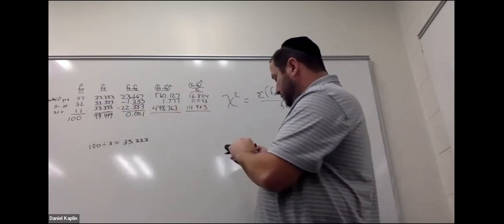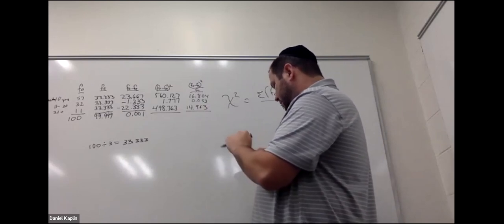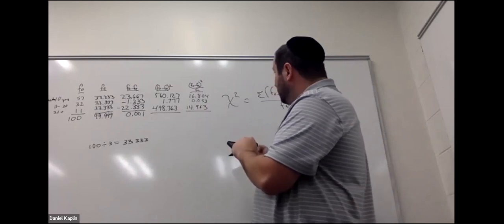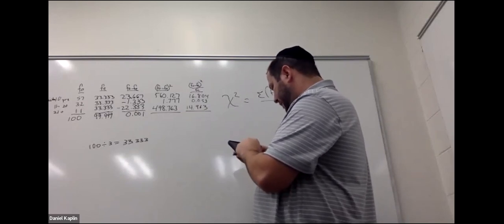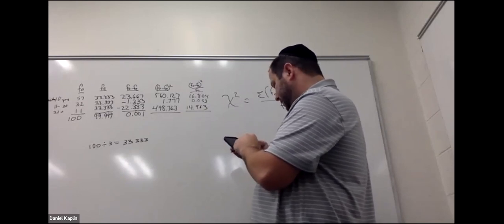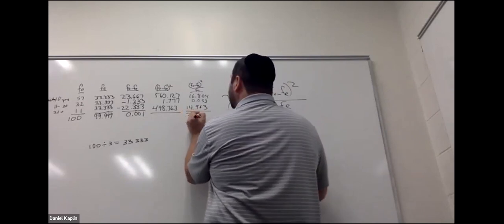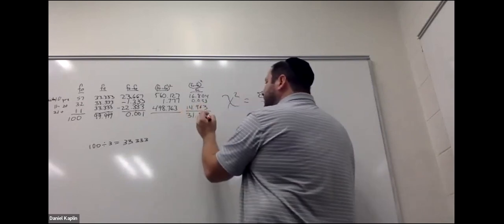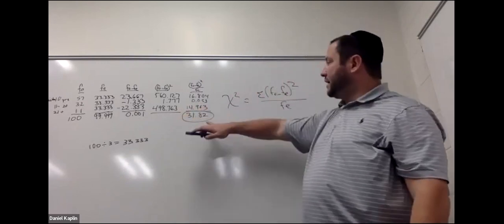Okay, so 16.804 plus 0.053 plus 14.963 gives us 31.82. So this is our chi-square value. This last number is our chi-square value.